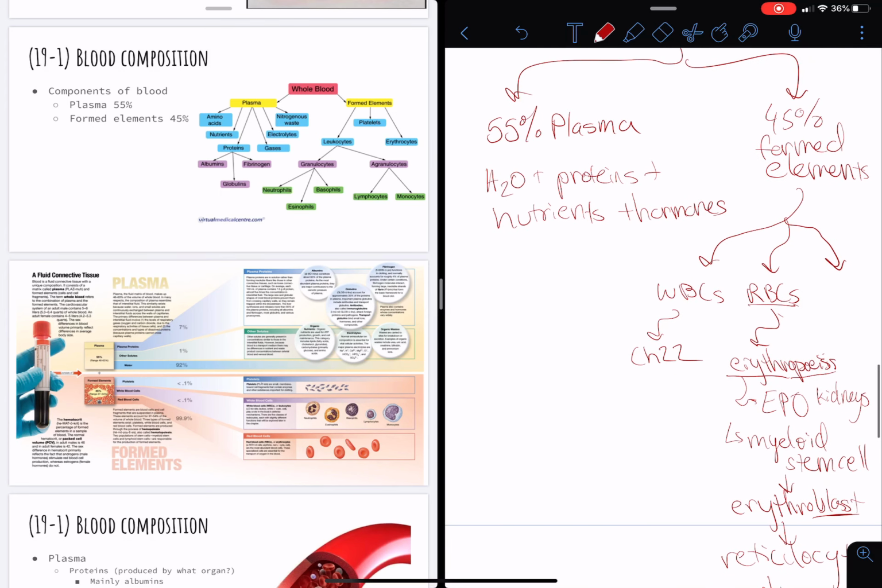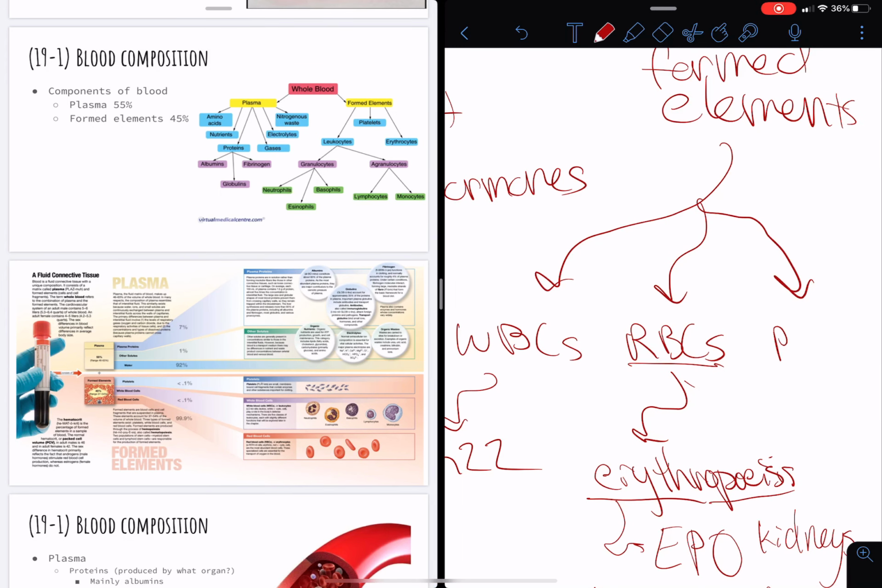The third and last component of the formed elements are platelets. Platelets, as you'll learn in this course, are really important in clotting capabilities, but we'll actually learn that platelets are involved in many, many other functions as well. So essentially, formed elements you can equate to equaling hematocrit.